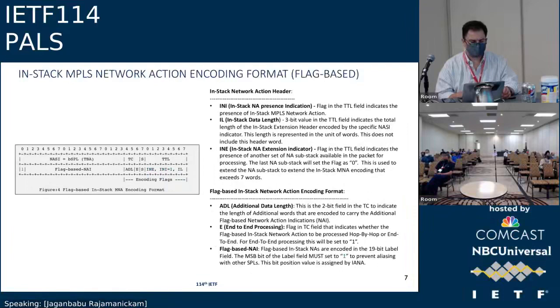As I told you before, the first one is the flag-based in-stack MPLS network action encoding. This is the network action which doesn't need any ancillary data to process the specific network actions. Here there are two parts. One is the in-stack network action header. These are the flags and a couple of values which help us to encode the in-stack network actions.